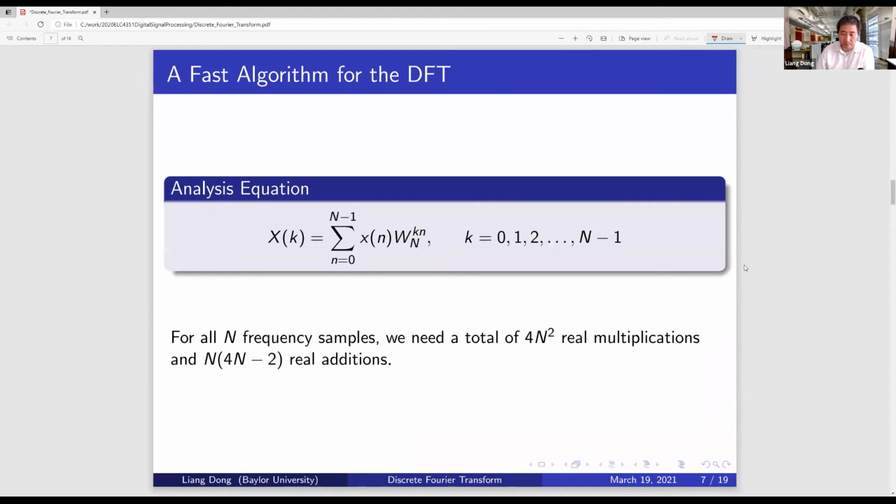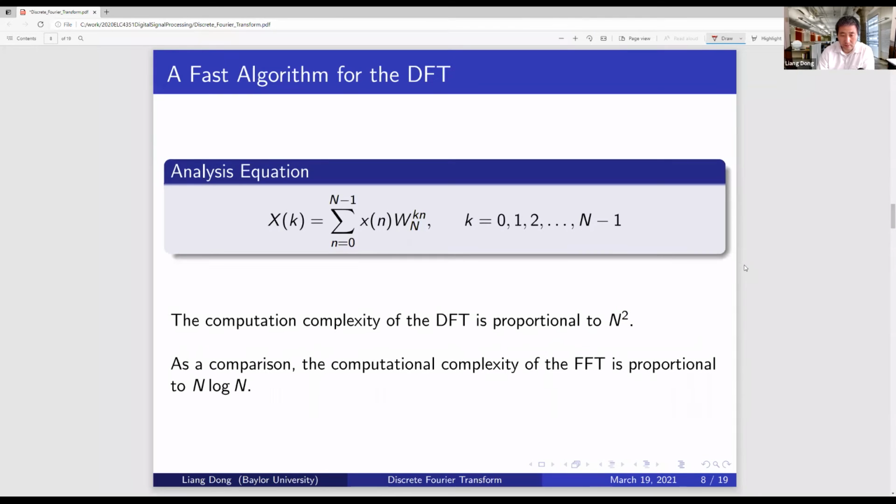If we count the real multiplications and real additions, then for all N frequency samples, from capital X[0] to capital X[N minus 1], we need 4 times N squared real multiplications and N times 4N minus 2 real additions. That's how many calculations I need. So we conclude that the computational complexity of a DFT, discrete Fourier transform, is proportional to N squared, because this is the highest order, and all the other factors are just constants. It's a 4N squared, the 4 is a constant, but we say the complexity is proportional to N squared. This is O of N squared: the calculation is of the order of N squared.